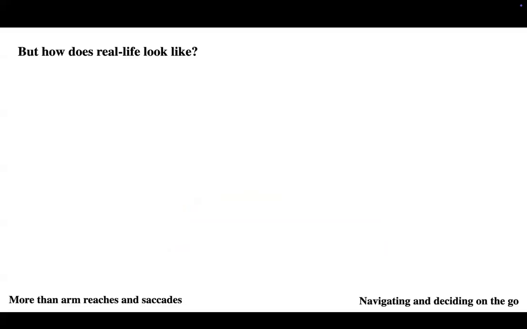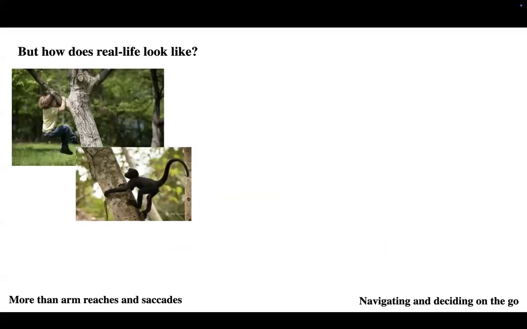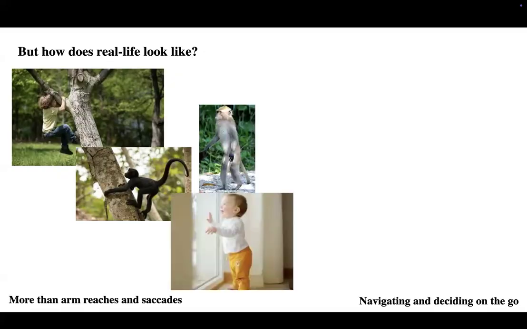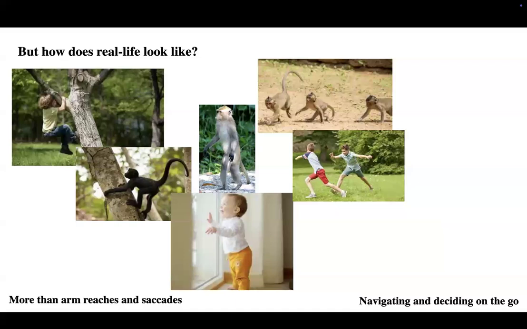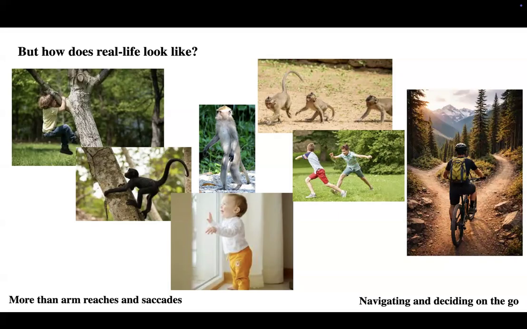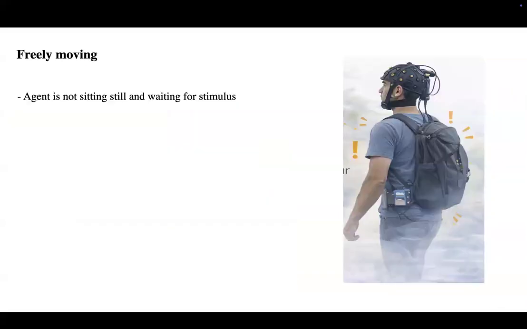But if you look at real life, what does it look like? We have more than just simple arm reaches or saccades, which are often studied in classical paradigms, be it in humans or in rhesus macaques. We can climb, we can move our whole body. And here you can also see examples. We are also a social species, obviously, that also plays an important role. But often we are also navigating and deciding as we go. So it's actually not that we are deciding or thinking about things while having no movement at all, and only then it translates into movement. But actually, it seems that movement and cognition are temporally overlapping.